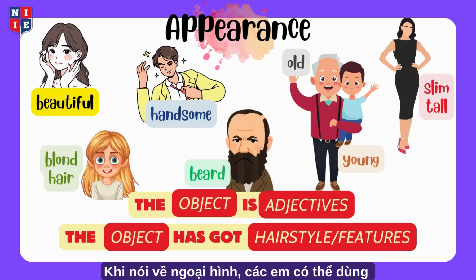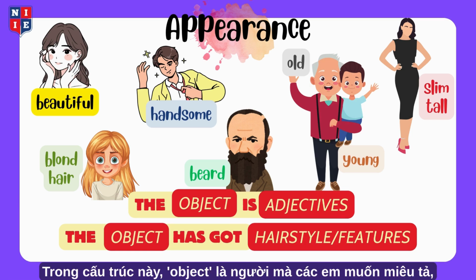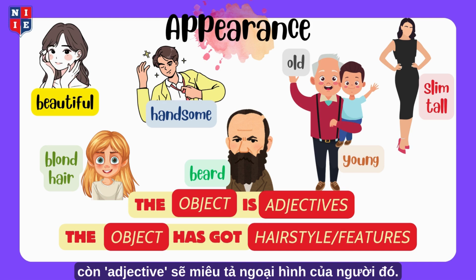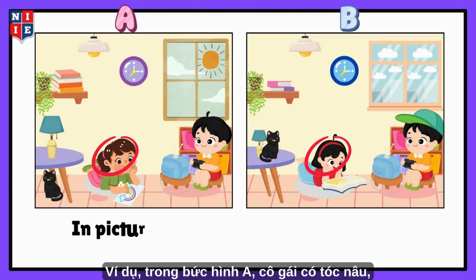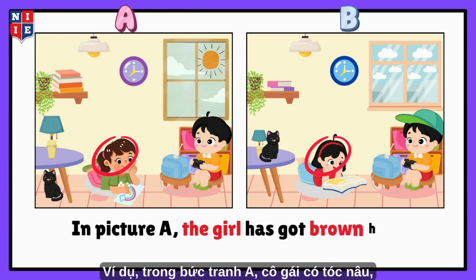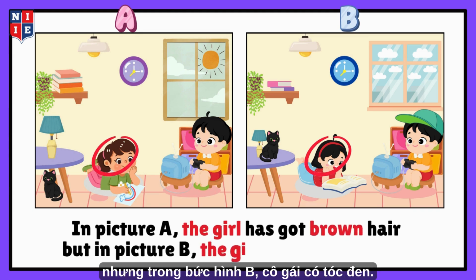To talk about appearance, you can use both of the given structures. Here, object is the person you're describing. Adjective tells what they look like, for example, pretty, handsome, old, young. And hairstyle that features are words like beard, long hair, curly hair, etc. For example, in picture A, the girl has got brown hair, but in picture B, the girl has got black hair.